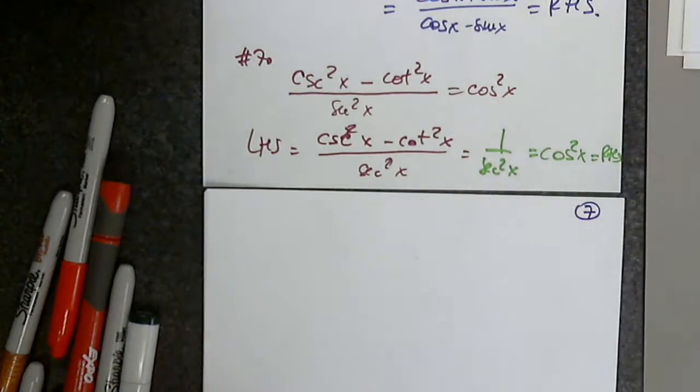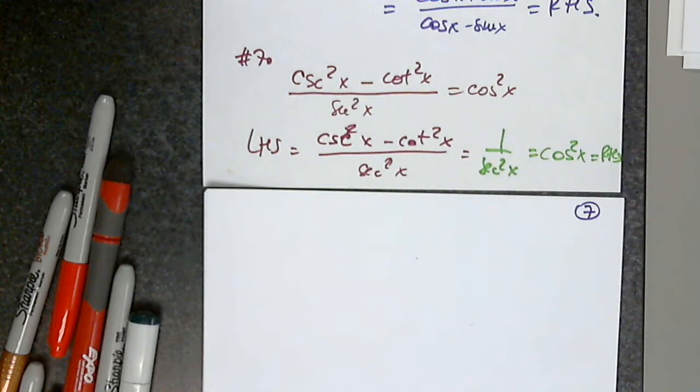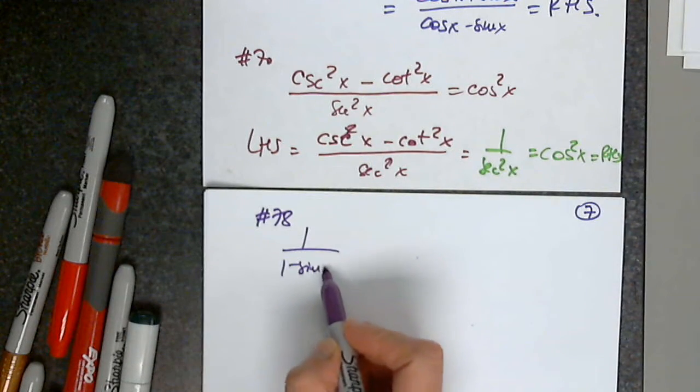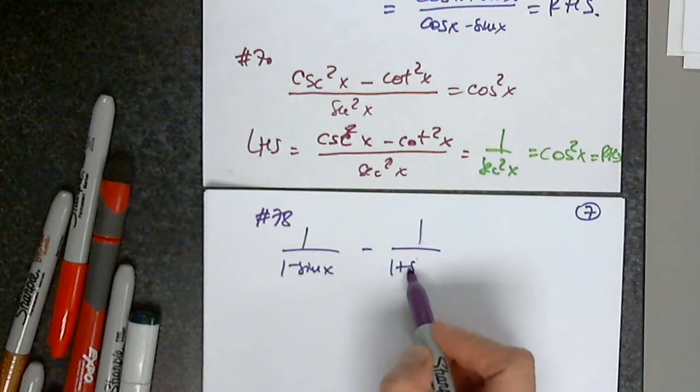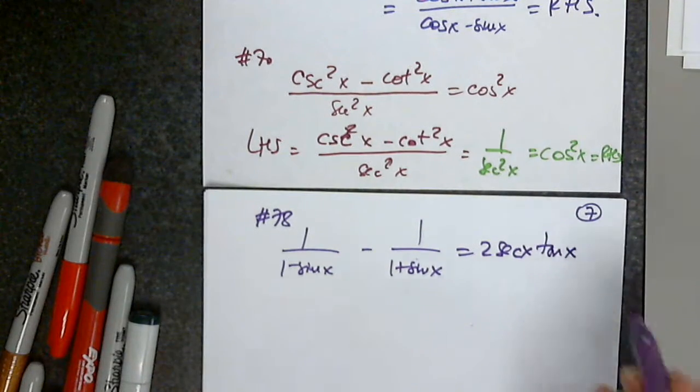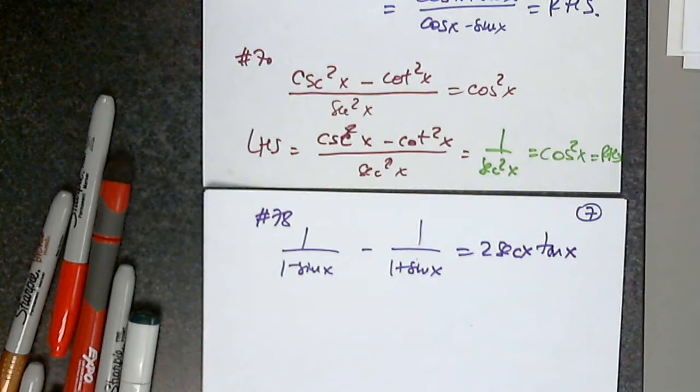Actually, I would like you to pick one so you can work on it for a minute on your own. Okay, I will pick 78: 1 over 1 minus sine x minus 1 over 1 plus sine x equals 2 secant x tangent x. Now at least tell us which side you are going to start with. I would definitely recommend the difference versus the product. The difference and the sum are often more difficult than the product, especially with fractions.